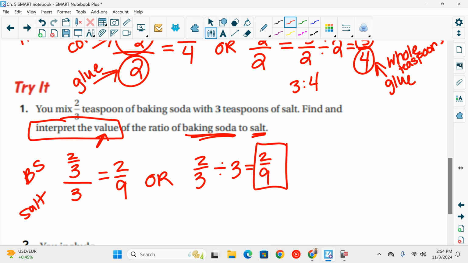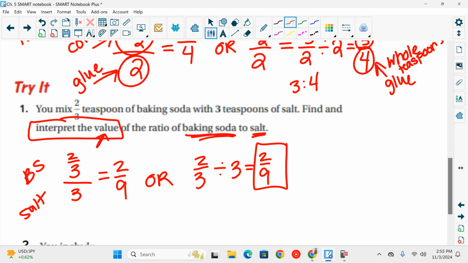Okay, that's great, but what does that mean? What does that represent? I want you to take 30 seconds, turn and talk to your neighbor and tell your neighbor what you think or interpret 2/9 and what this means about that ratio. Go. All right, beautiful.